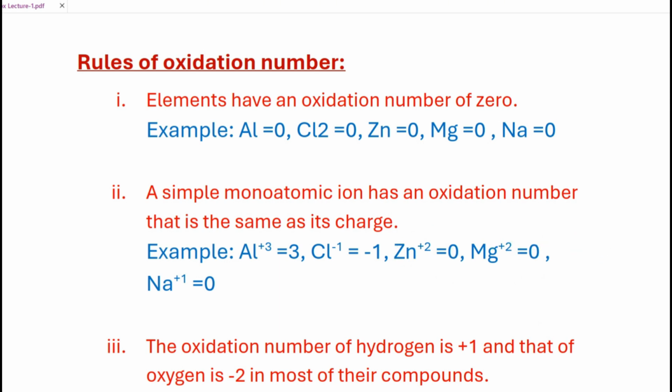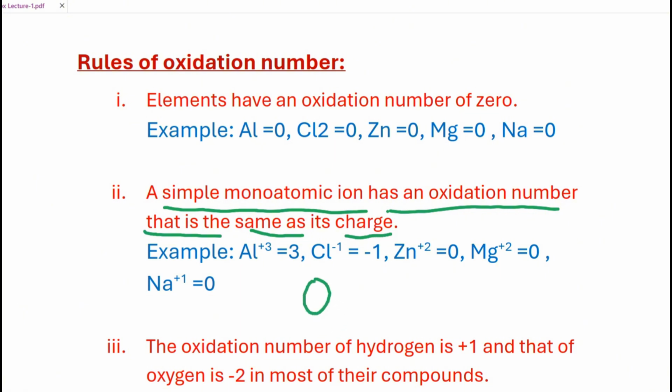So rule 2: a simple monoatomic ion has an oxidation number that is the same as its power, its charge. Oxygen monoatomic means single atom. Say its power is 2-, so oxidation number will be -2. Pb2+, lead, oxidation number will be +2.